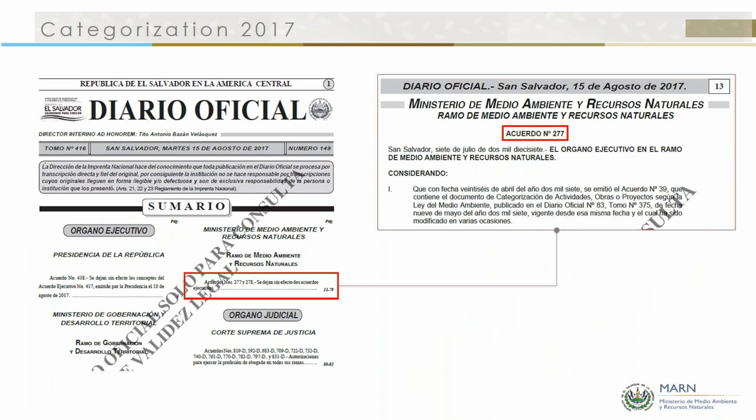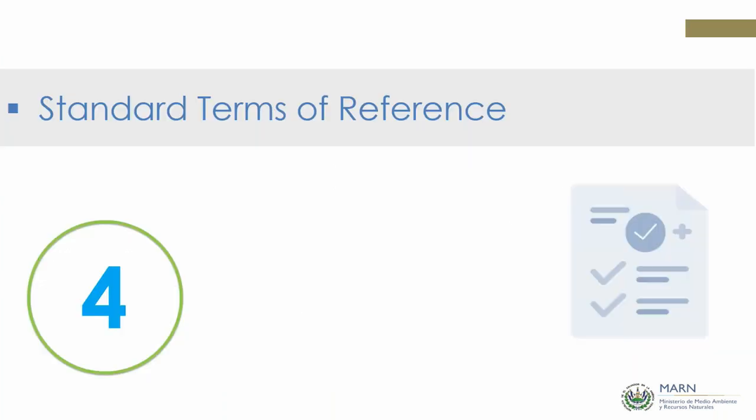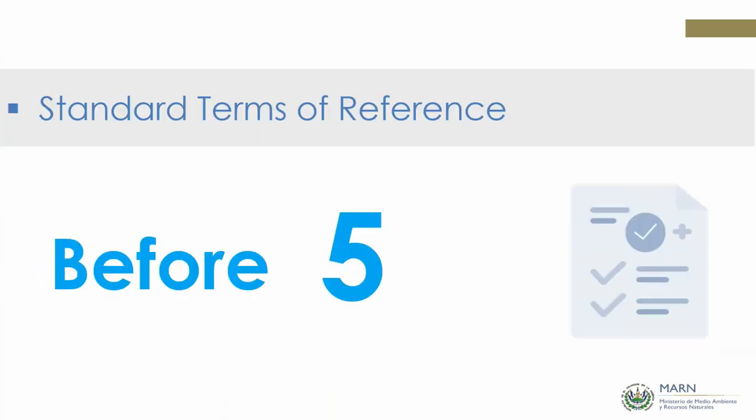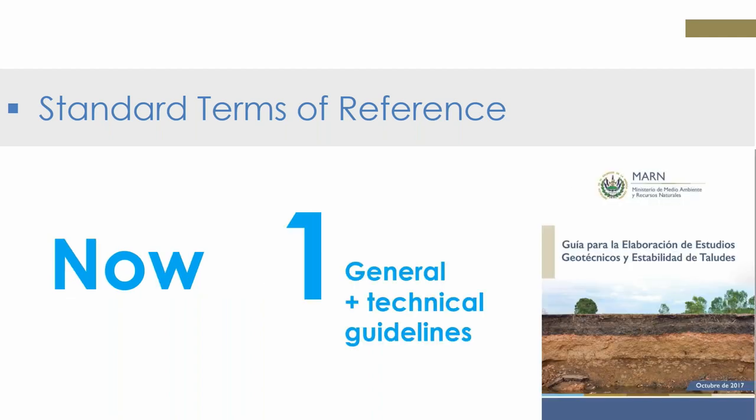This is the official document that shows that we made a change, and the categorization was issued last August. Then the next slide. We can standardize the terms of reference in order to submit environmental studies. Before we had five, but now, in the next slide, we can show that we have just one, and this is standardized and general, and we have plus technical guidelines.